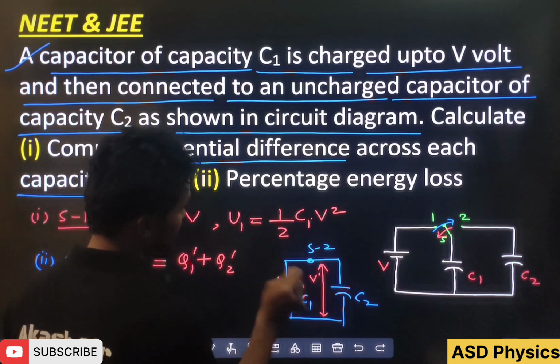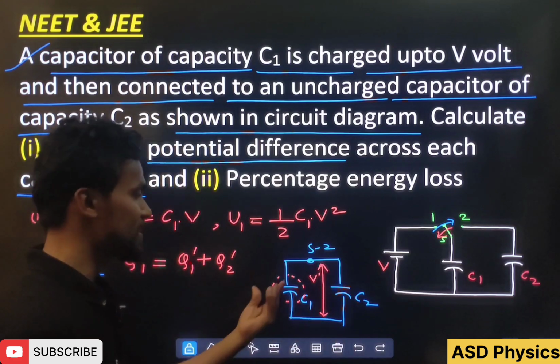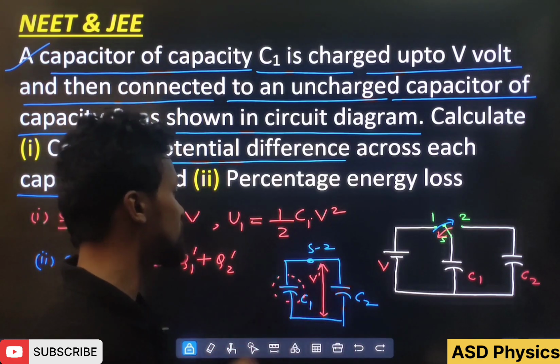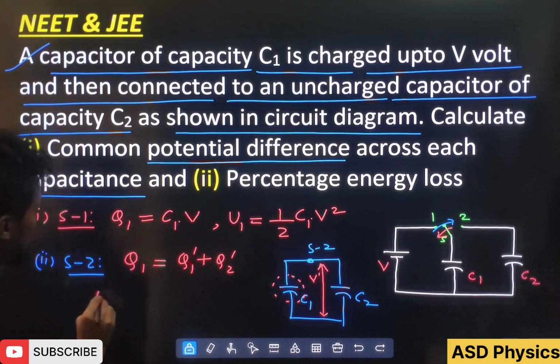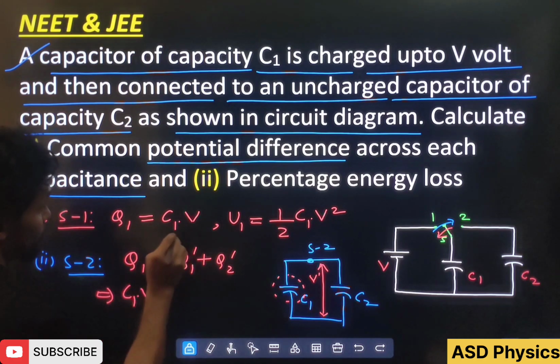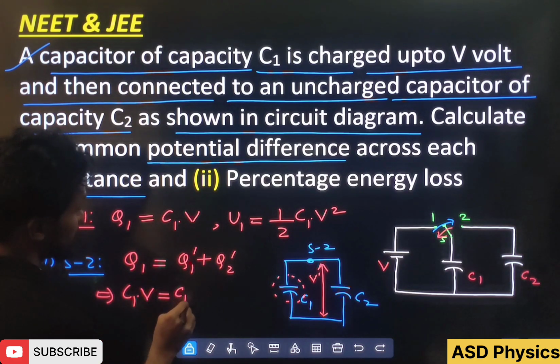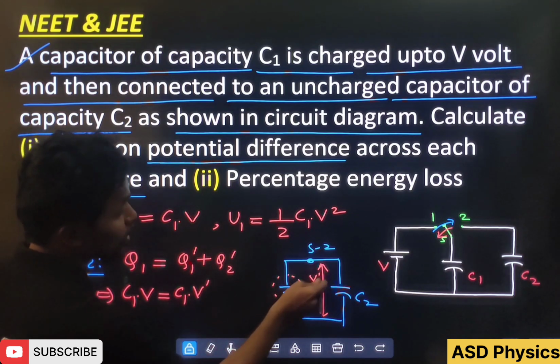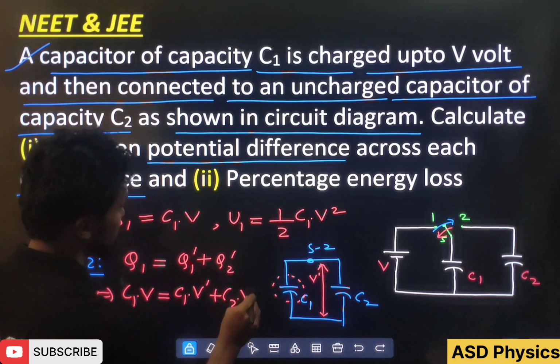Now let's take after the flow of the charge, here Q1 dash is there, here Q2 dash is there. Okay, so we can write here C1V dash plus C2V dash, where the potential is V dash.